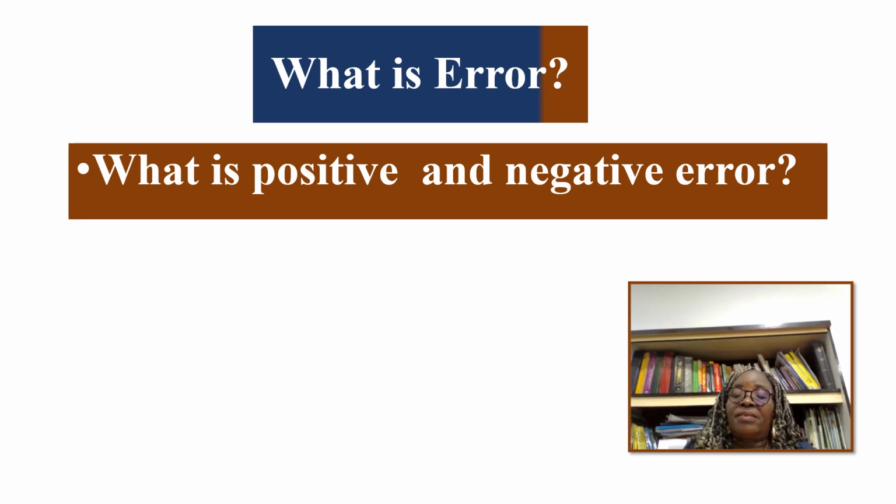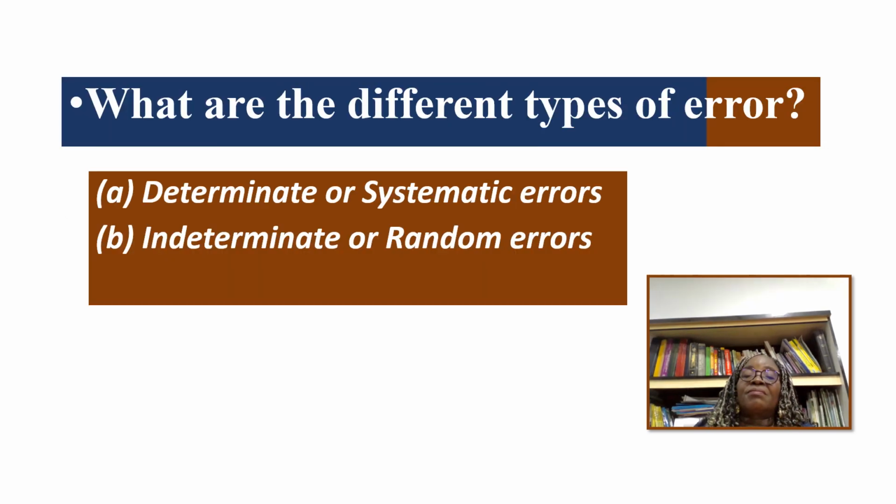In analysis, we don't bother about whether the error is positive or negative. But what error does is to show you the magnitude and direction of your accuracy, if you are accurate or you are not accurate. What are the different types of errors? We have determinate and systematic errors, and random and indeterminate errors.